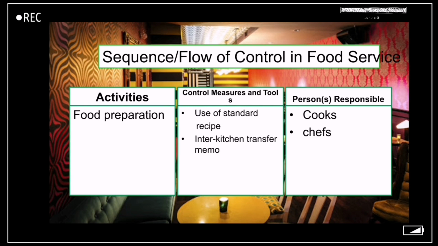Next, food preparation, no? Use of standardized recipe or standard recipe. Then, inter-kitchen transfer memo. Cooks and chefs yung responsible. So doon lang tayo sa food preparation, basic lang naman, standardized recipe as mentioned earlier. That standardized recipe, ito na yung detailed, no? In terms of the ingredients of a certain dish, nandito na lahat. Ano yung sukat niya, ano yung procedure na kailangan gawin, no? So, kailan siya na-revise. So, we'll be talking about standardized recipes, kung paano siya ginagawa sa menu planning natin.